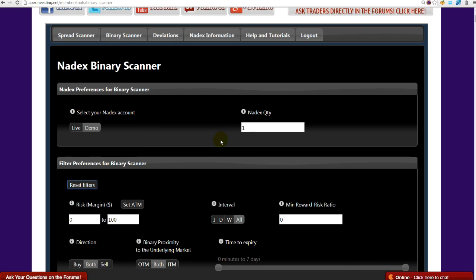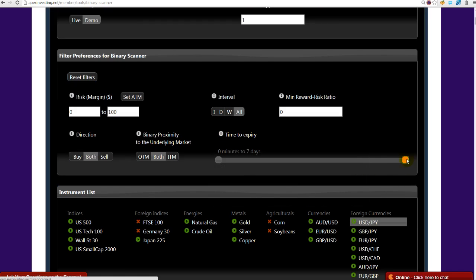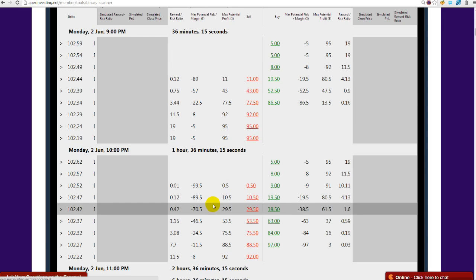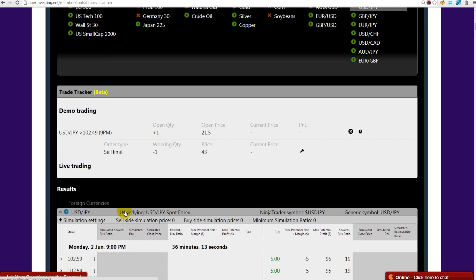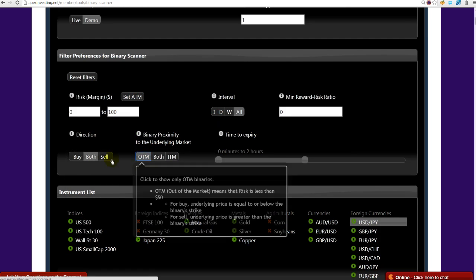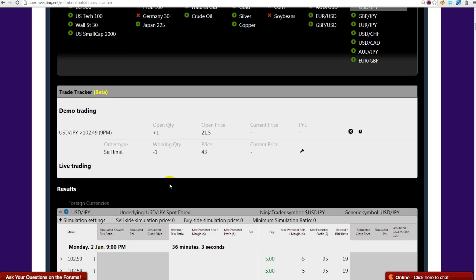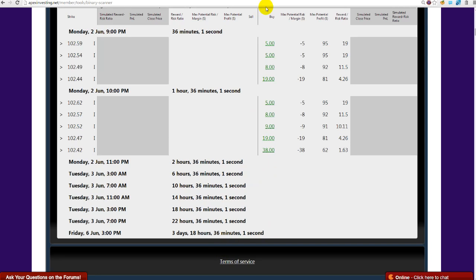Now, maybe I only want ones that expire here in the next 2 hours. So I can bring this down to 2 hours. And now I'm only going to see the contracts in the next 2 hours. And maybe I only want out of the money contracts. I can choose out of the money, or maybe I can even go up here and set this to, I don't want to pay more than $40. Okay? And maybe I'm only looking to buy. I can click buy.